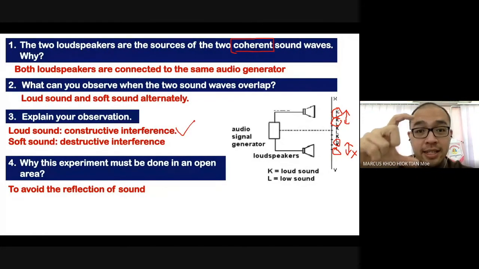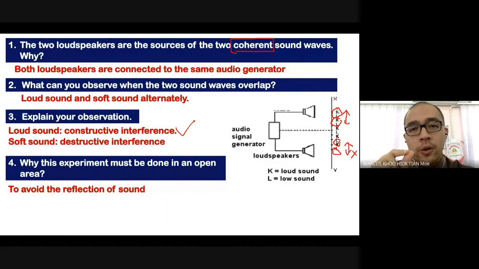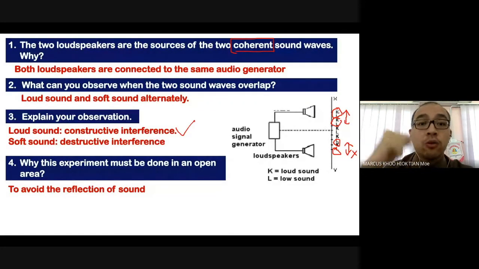So the X is the distance between two constructive or two destructive. Remember this. People always get this wrong. They think it's from one loud to the next, loud to soft. That's the X. No, loud to loud, soft to soft, bright to bright, dark to dark. So it depends on the wave that you're using.